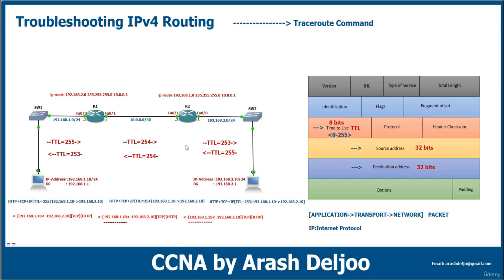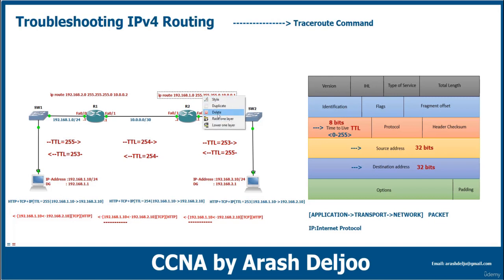Here we don't have any problem, but in some cases we are experiencing routing loops. Don't worry about the detail of routing loops now, but assume that we are sending the packet from R1 to R2, and R2, instead of forwarding the packet to the destination, sends the frame back to us. Look at here.